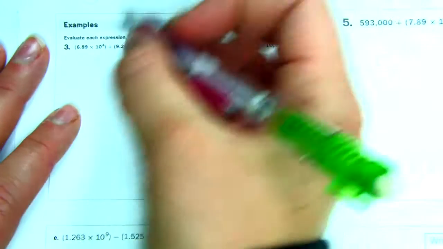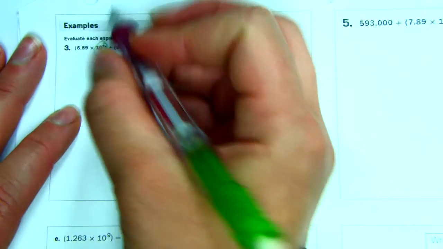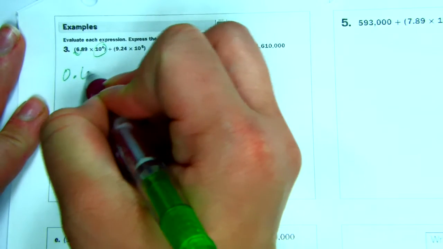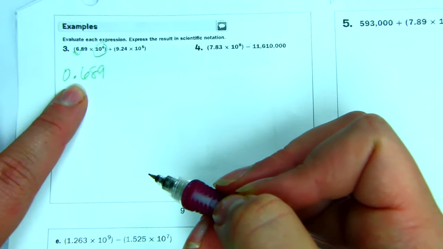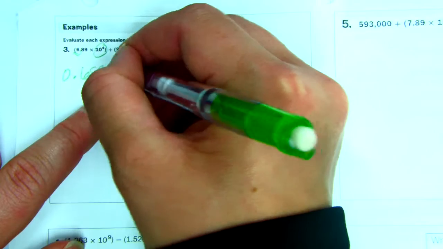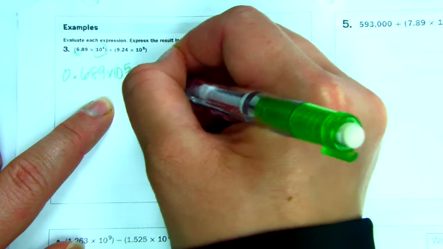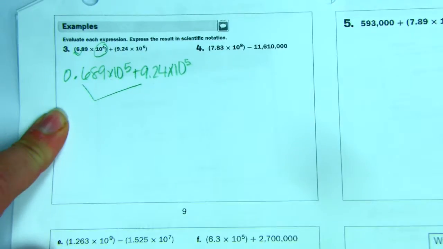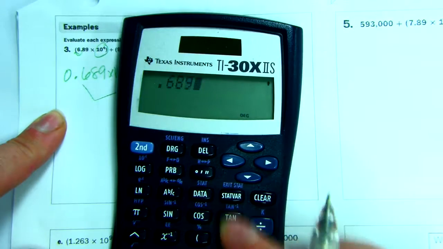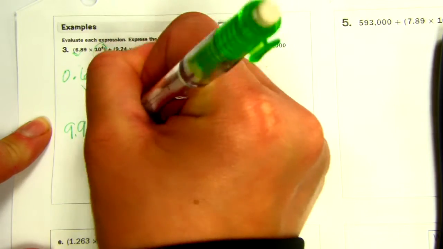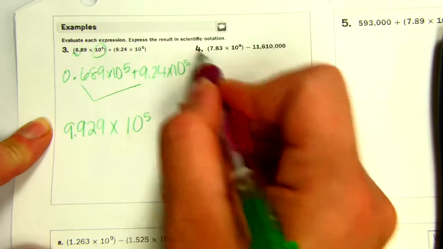But I'm going to go ahead and change this to a 10 to the 5th, which means I need to make it larger, so left larger. So this becomes 0.689 times 10 to the 5th plus 9.24 times 10 to the 5th. What we can do, since these match, is just add them. So 0.689 plus 9.24 is 9.929 times 10 to the 5th, since we changed them both to the 5th.